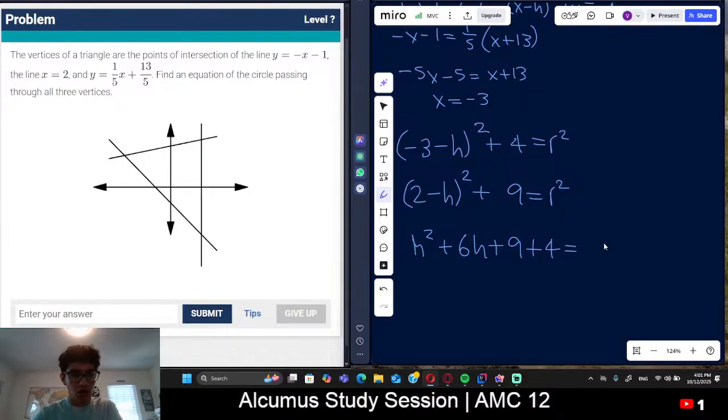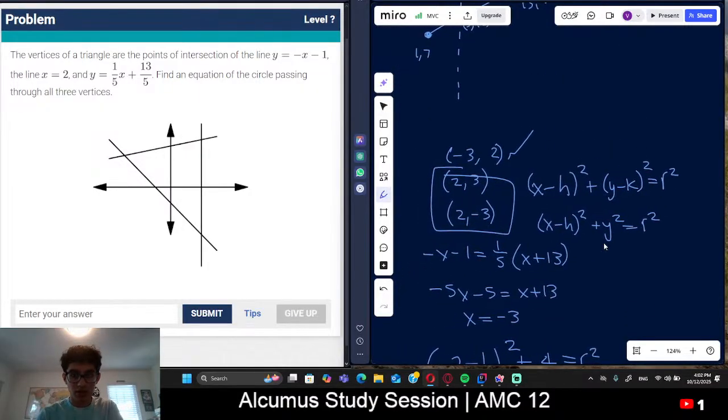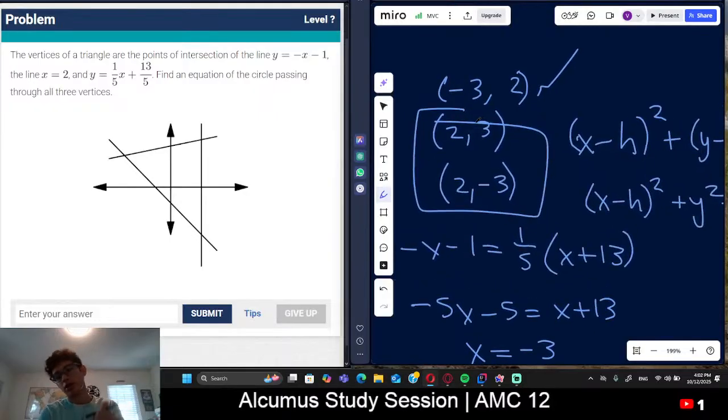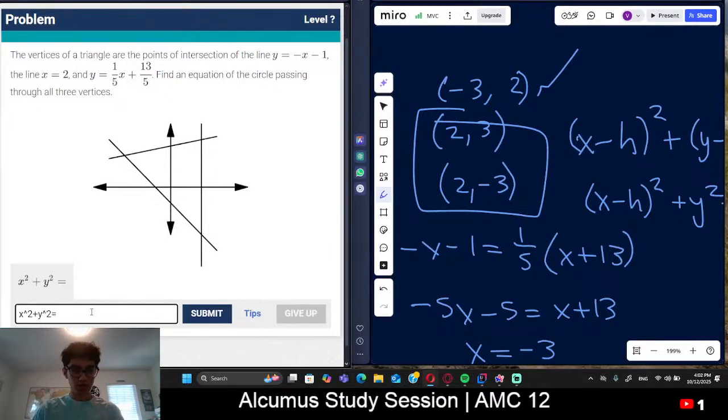Yeah. Oh, wait, one second. The center has to be (0, 0), I think, because you have -3 and 2, and then 2 and 3, which are equidistant from (0, 0). So I think that's just the answer. It's x squared plus y squared equals what? 2 squared plus 3 squared, which is 13. So I think that's it.